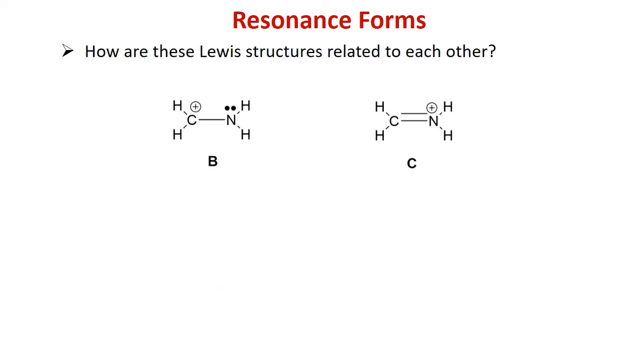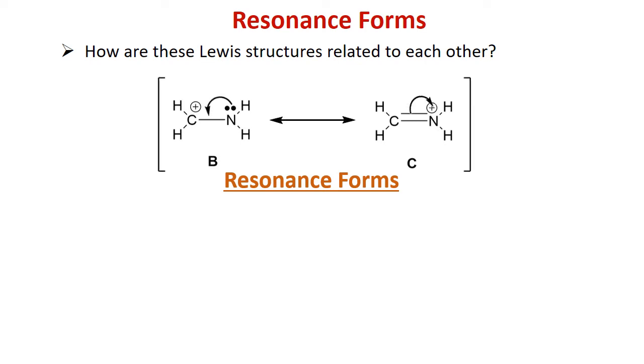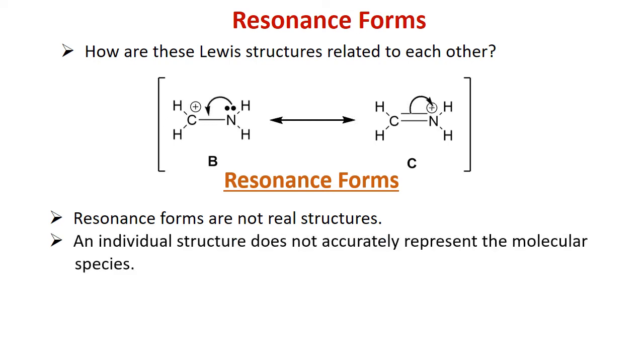Structures like B and C, which have identical connectivity and only differ in the distribution of electrons, are called resonance forms. Resonance forms are drawn separated by a double-headed arrow and are enclosed in square brackets. Resonance structures are not real structures. An individual resonance structure does not accurately represent the structure of the molecule. Resonance structures are not in equilibrium with each other. There is no movement of electrons from one resonance form to another resonance form.